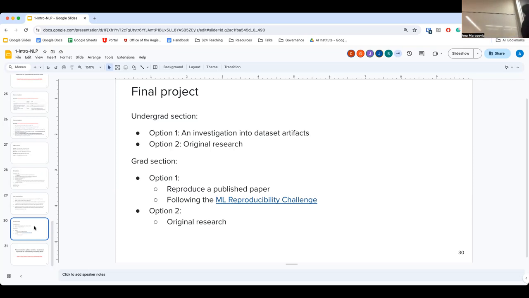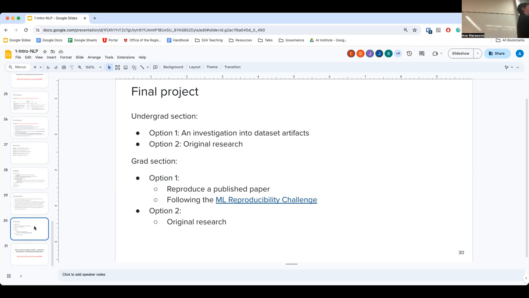The grad section will also have an option to do original research, but your option won't be to look into these data artifacts with the code given. Rather, you are going to be able to reproduce a published paper. There is this very nice reproducibility challenge that happens every year. If you win it, you get a ton of Google Cloud credits, which is great if you want to continue working on GPU intensive experiments.